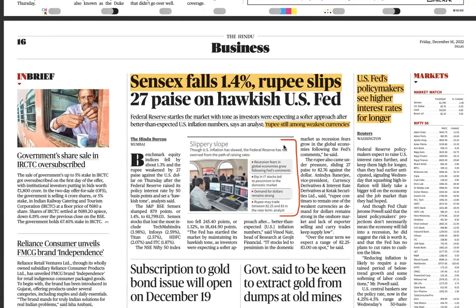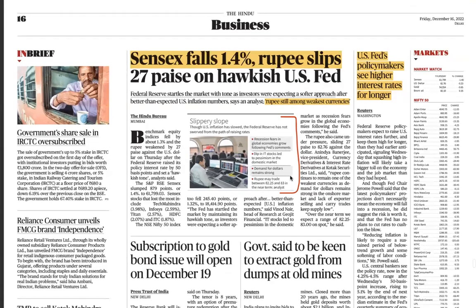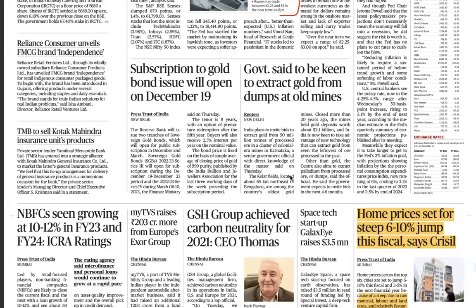So we see that recession fears in the global economies have grown after the Fed's comments, and there is a dip in the IT stocks led by pessimism in the domestic market. Then demand for dollars remains strong, and the rupee may trade between around 82.25 and 83 in the near term. This is what the analysts have to say. So you should be knowing about these current developments.